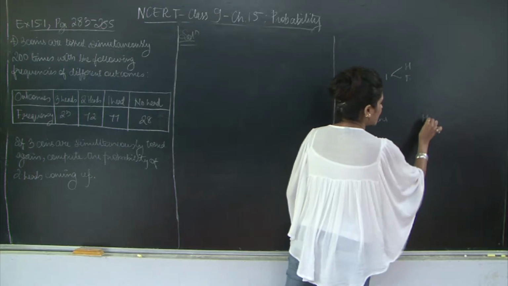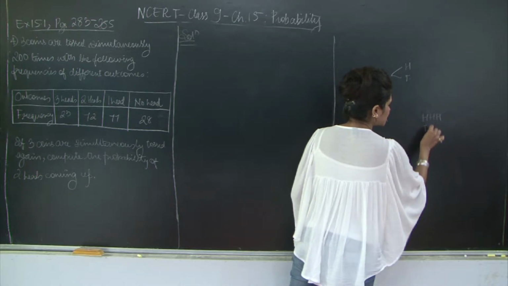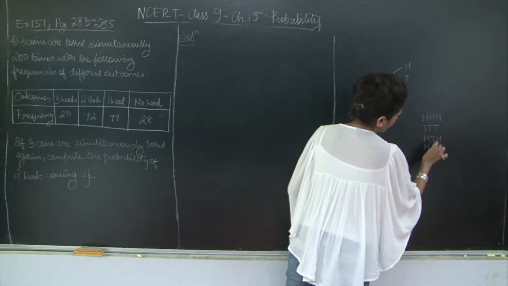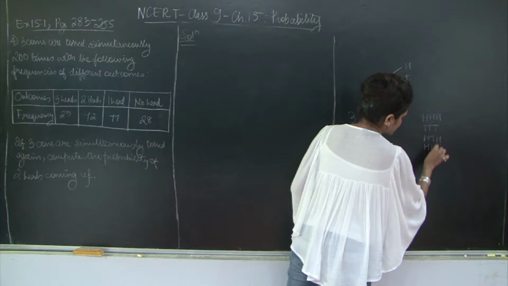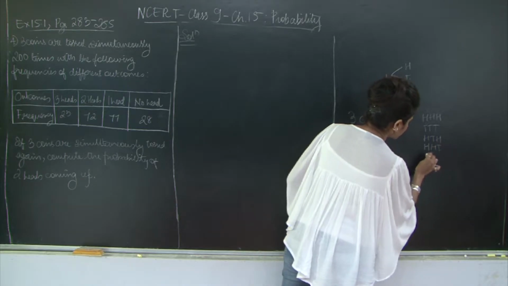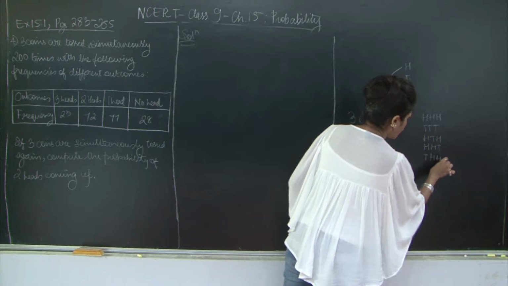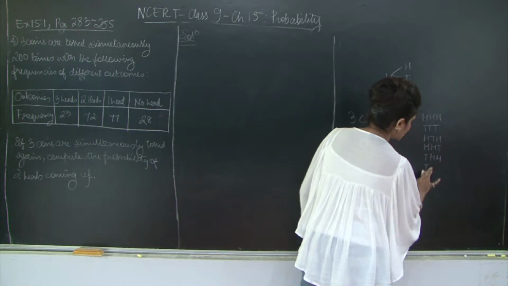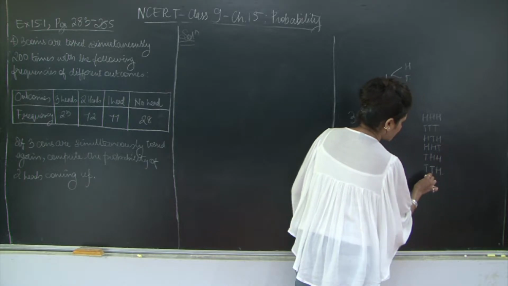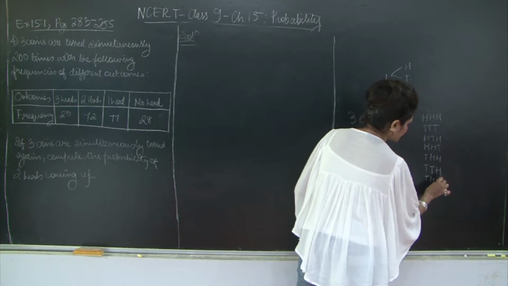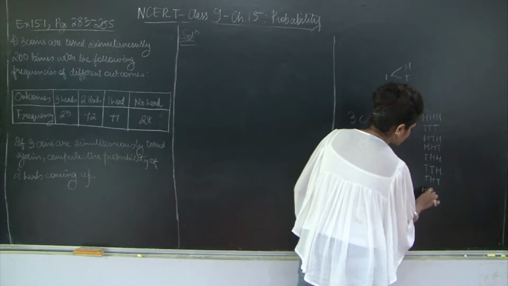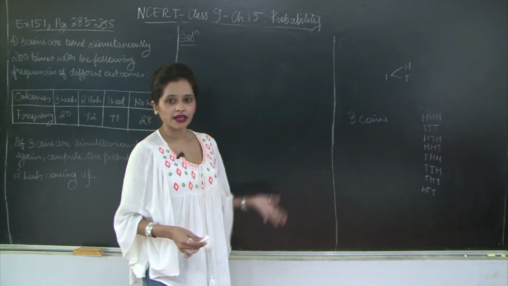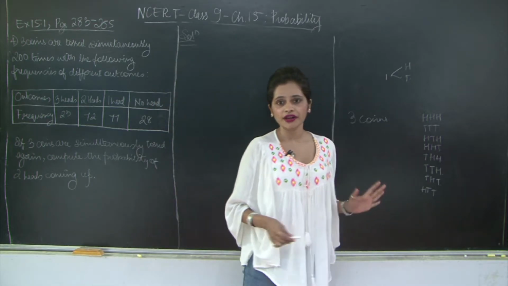You can get all heads, or you can get all tails. You can get head, tails, then head, tails, and tail, heads. Also, you can get tail, heads, tail, heads, tails, and head, tails. So these are the possible outcomes that you will get when you toss three coins simultaneously.